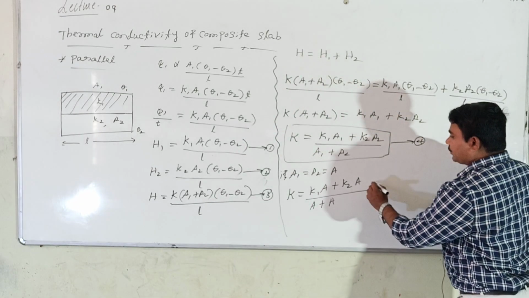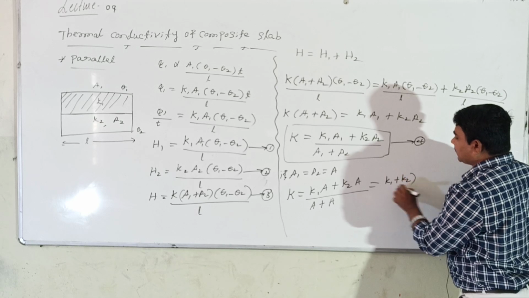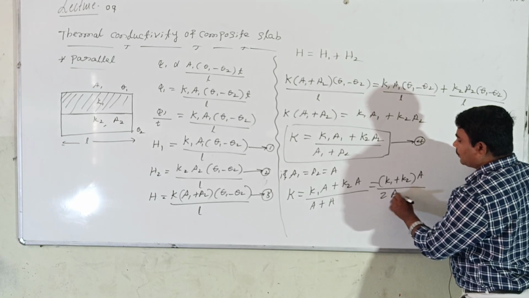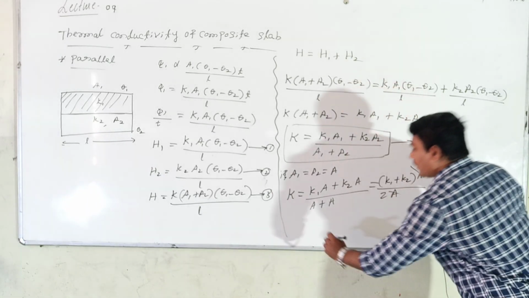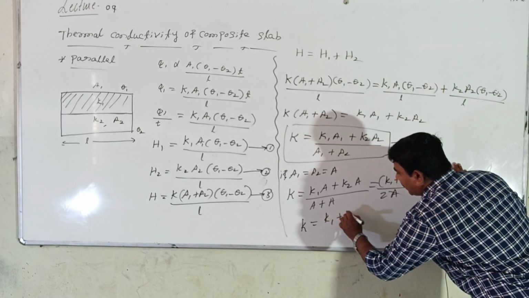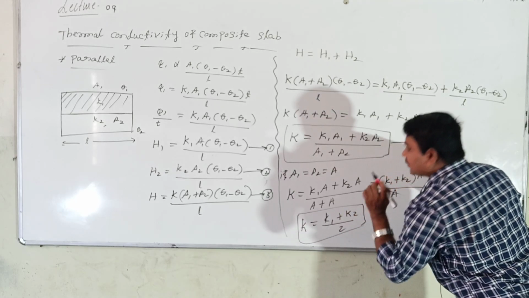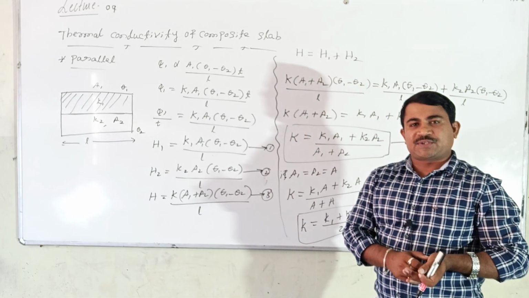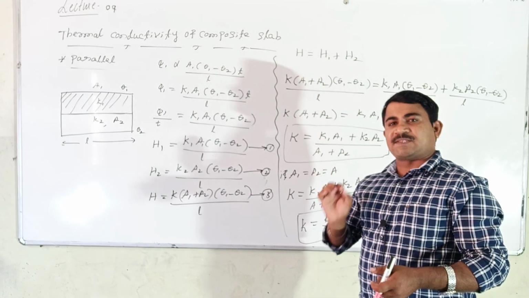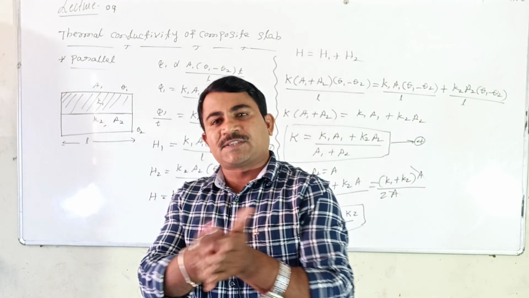Then what about this value? Equal to K1 plus K2 into A, whole divided by 2A. A gets cancelled. Then the equivalent thermal conductivity is equal to K1 plus K2 whole divided by 2. For 2 rods. If 3 rods are there, then K is equal to K1 plus K2 plus K3 divided by 3. If 4 rods are there, K1 plus K2 plus K3 plus K4 divided by 4.